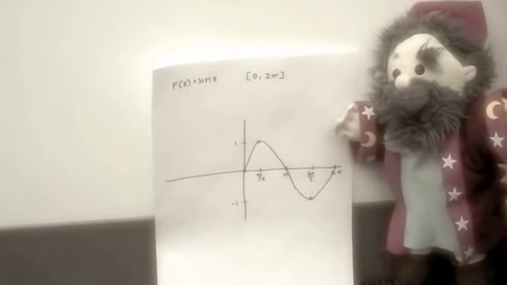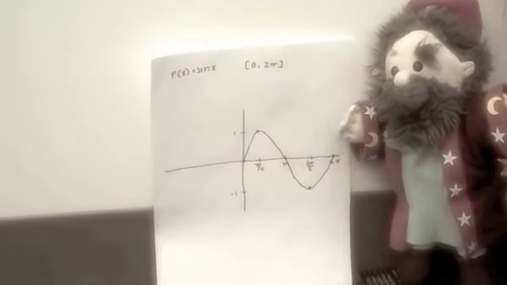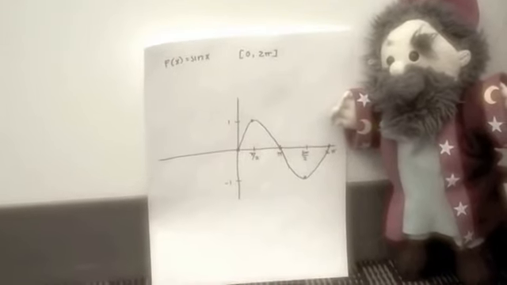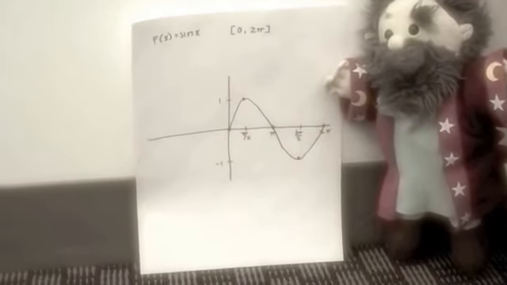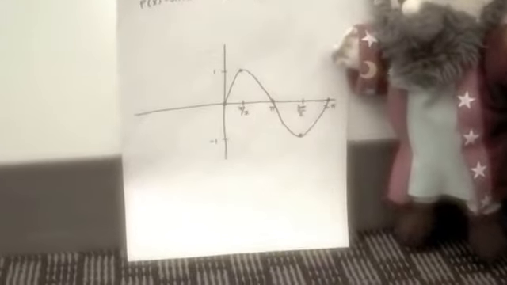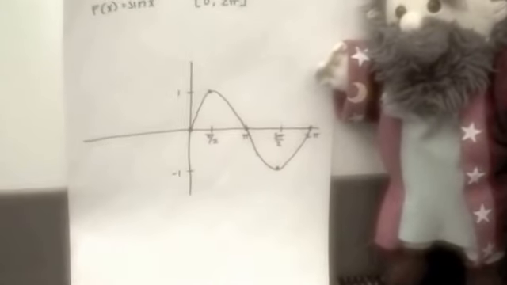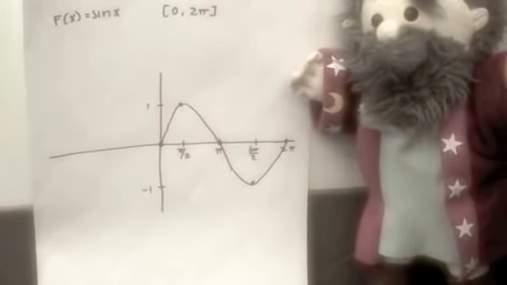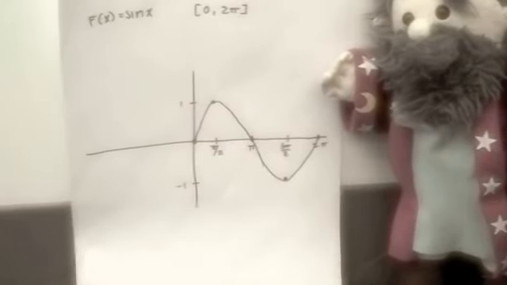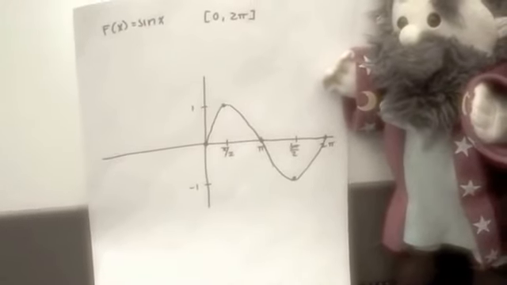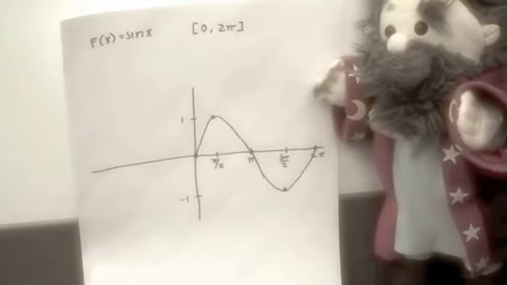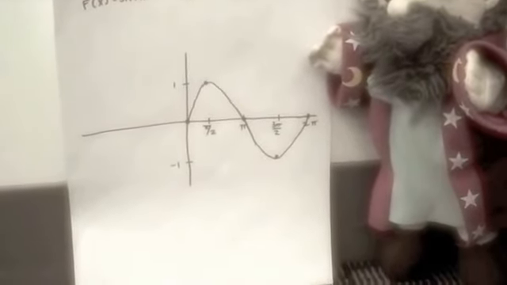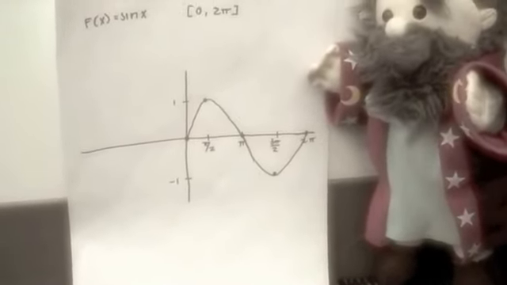F of x has a max at pi over 2, 1, and a min at 3 pi over 2, negative 1. F of x has an inflection point at 0, 0, pi, 0, and 2 pi, 0. F of x is concave down from 0 to pi and concave up from pi to 2 pi. F of x is increasing from 0 to pi over 2, union 3 pi over 2 to 2 pi. F of x is decreasing from pi over 2 to 3 pi over 2.